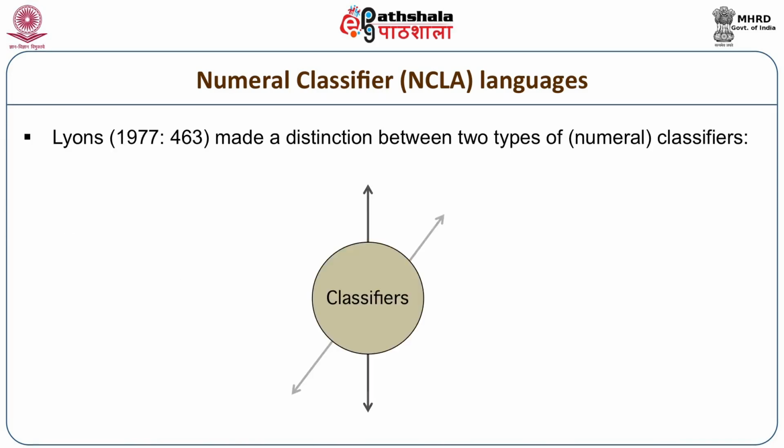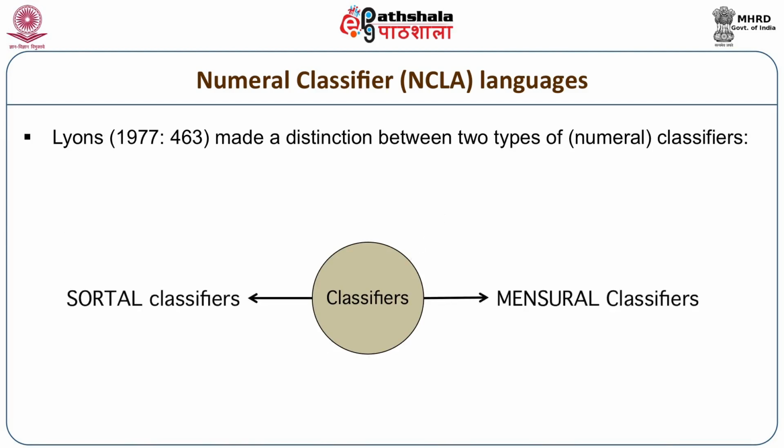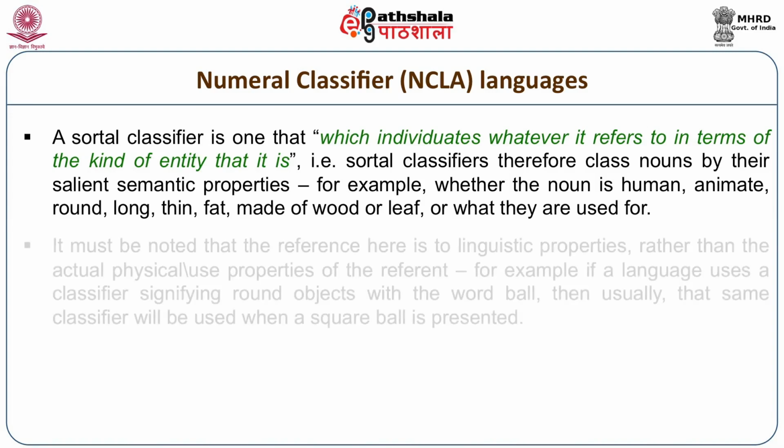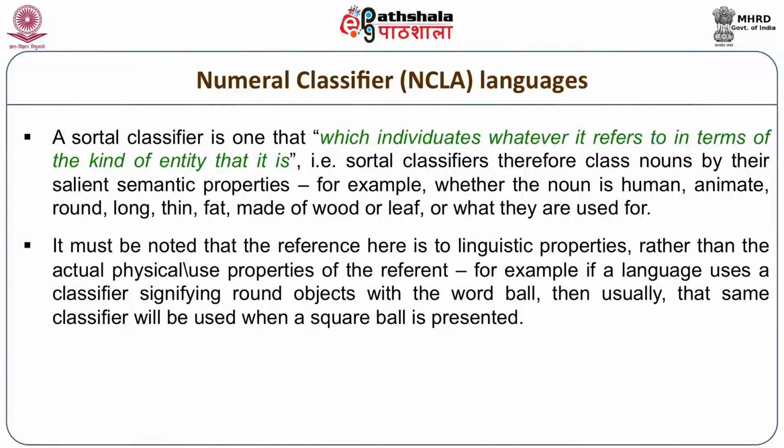Numeral classifiers have been traditionally distinguished into two types: sortal classifiers and mensural classifiers. A sortal classifier is one that individuates whatever it refers to in terms of the kind of entity that it is. Sortal classifiers typically class nouns, therefore, by their salient semantic properties, whether it is human or animate, whether it is round, long, thin, fat, made of wood, or what they are used for. The reference here is to linguistic properties rather than the actual physical use of the referent.